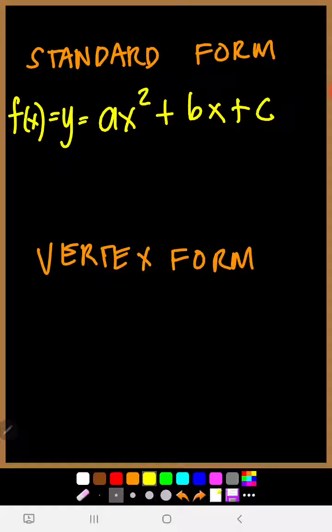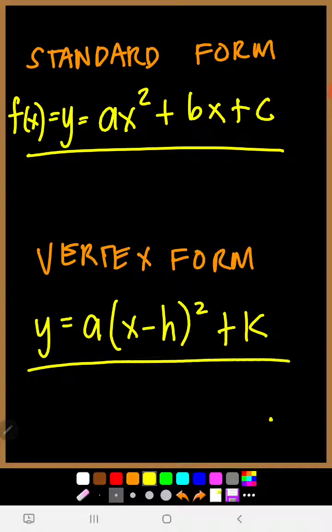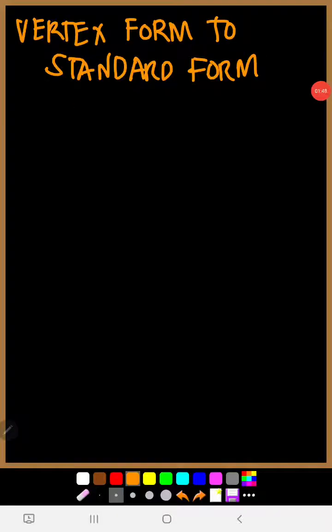Ang vertex form naman ng quadratic function is y is equals to a times quantity x minus h squared plus k. Okay? So, this is the standard form. Again, f of x is equals to y is equals to ax squared plus bx plus c. And then the vertex form is y is equals to a times quantity x minus h squared plus k. Okay. So, unahin muna natin yung vertex form to standard form.